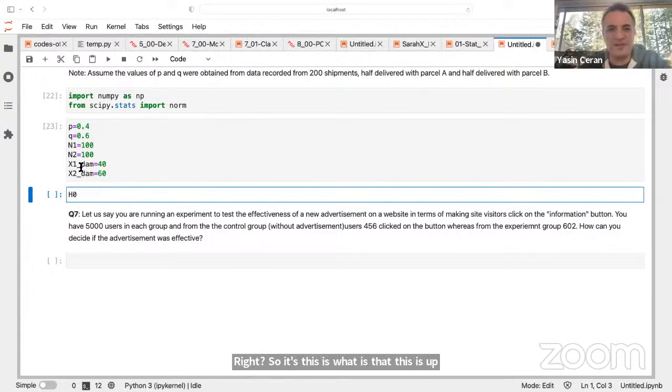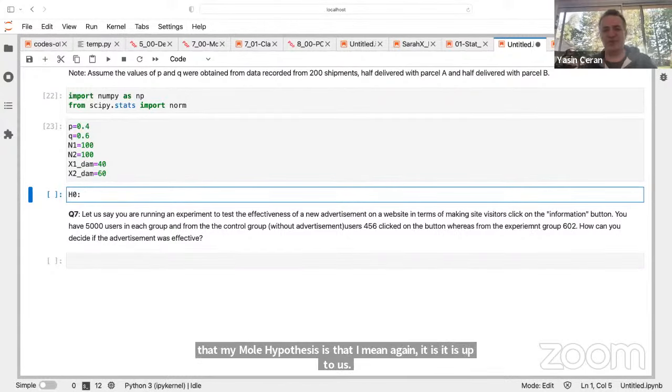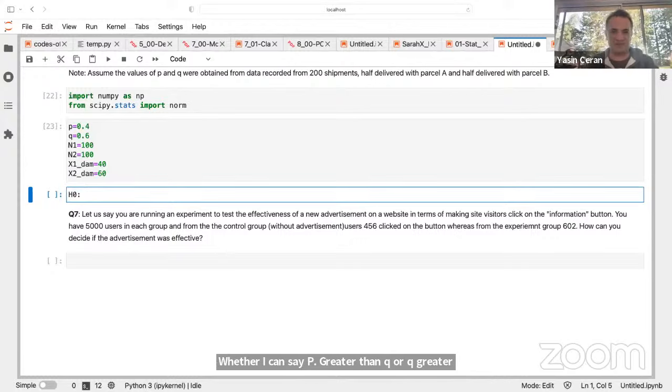This is up to us how we decide. But what I'm going to do is my null hypothesis. Again, it is up to us whether I say P greater than Q or Q greater than P. It is just up to us.